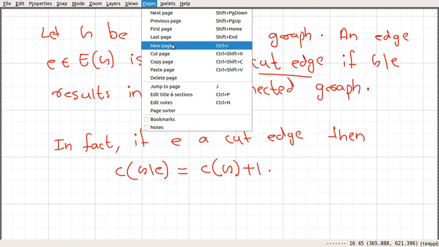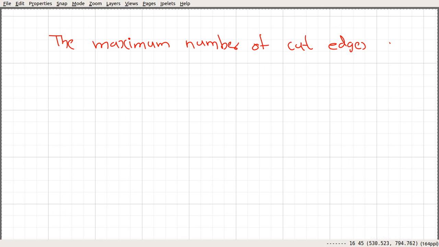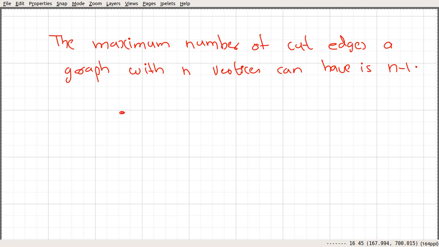Moreover, the maximum number of cut edges a graph with n vertices can have is n minus 1. For example, if you look into this Pn, a path graph on n vertices, each edge is a cut edge. This is a cut edge, this is a cut edge. So in this path graph, each edge is a cut edge, and the number of cut edges will be equal to n minus 1.